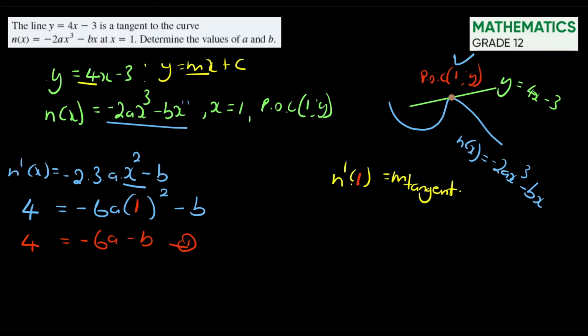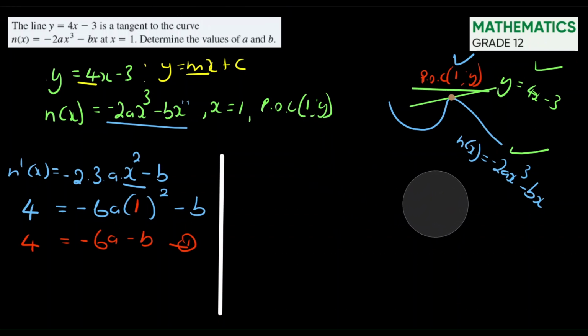Now this gave us a hint that there actually needs to be a second equation. And how do we get that second equation? We get it from the point of contact. This point of contact lies on both graphs, the straight line and the cubic function. So to find the y, we can substitute these coordinates into any of these graphs. But we only have one complete formula, or one complete graph, which is the straight line, 4x minus 3.